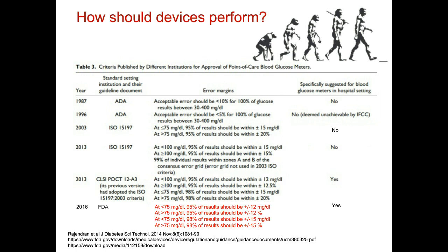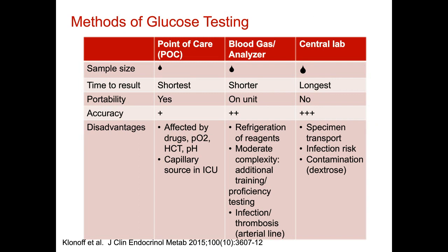And there are several methods of analyzing glucose, particularly in hospitalized patients, that we should call out. First of all, by far most common is the bedside glucose monitoring or point of care glucose monitoring. These methods generally require the smallest sample size of any of the methods. They have the shortest turnaround time. They're extremely portable from bedside to bedside. They are accurate but have some limitations, including accuracy that can at times be affected by things like medications, oxygen saturations, pH, hematocrit. And in ICU patients, as we'll learn, capillary sources may be affected more so than other sources of blood.